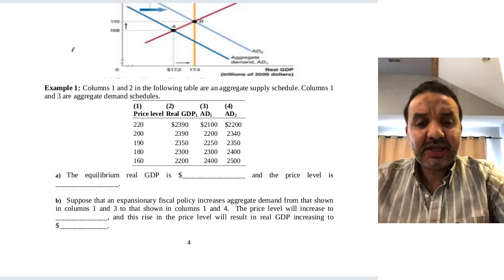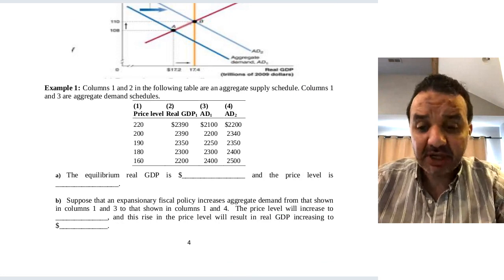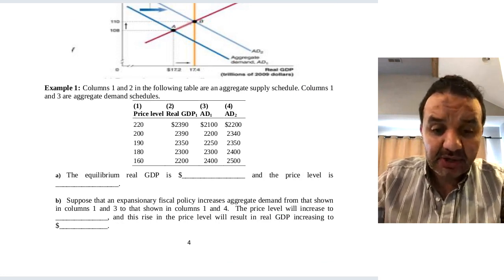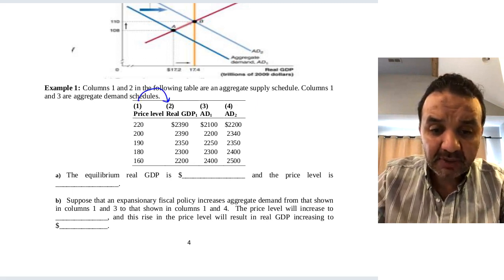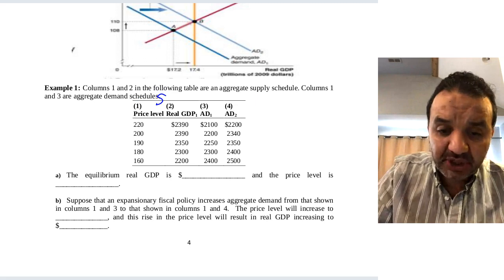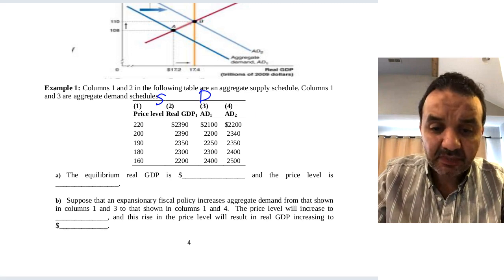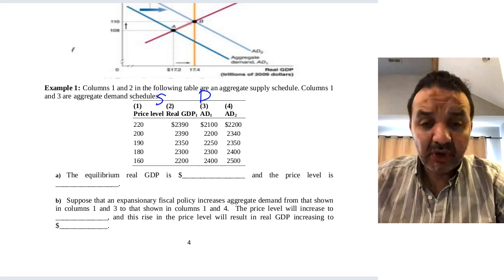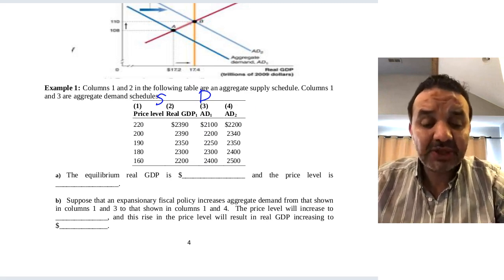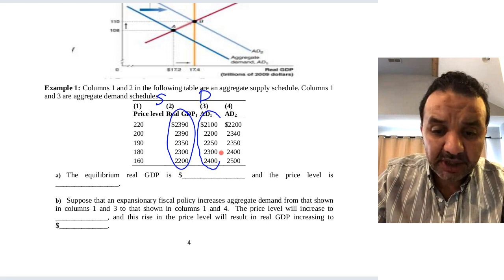Okay, let's have a quick example about the impact of expansionary fiscal policy. Here the question says that columns 1 and 2 is the supply, and columns 1 and 3 is the demand. Question A is asking about what will be the equilibrium GDP. We know that the equilibrium will be achieved when the demand equals the supply. So we can look here at the quantities. These are the quantities supplied, and this is the quantity demanded.